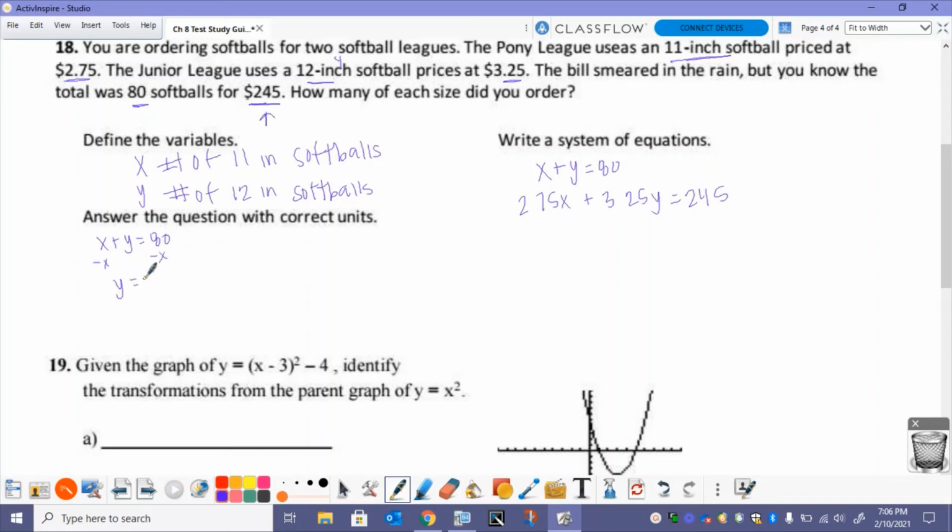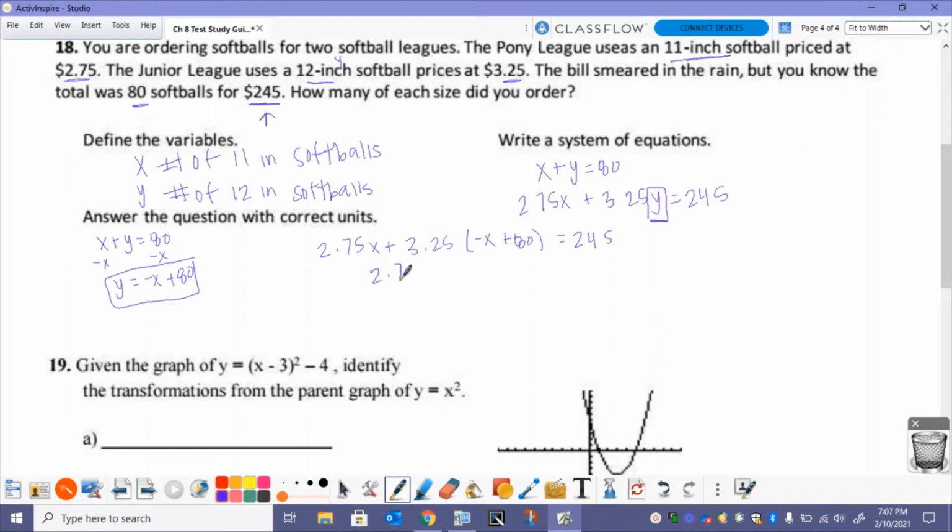So we have y equals negative x plus 80. So we know that y equals negative x plus 80, so we can plug that in here. Okay, so 2.75x plus 3.25 times negative x plus 80 equals 245. So let's start by distributing this out first.